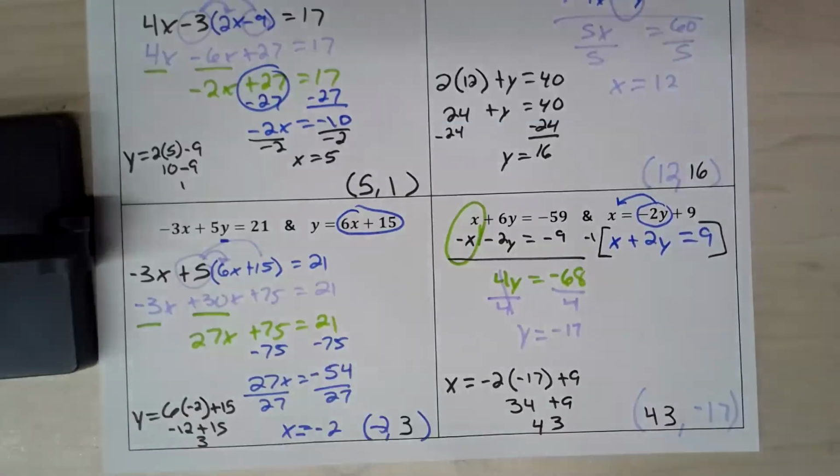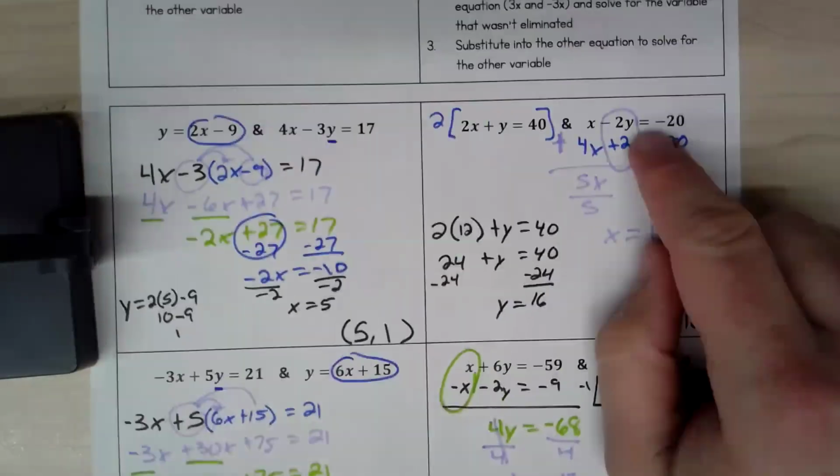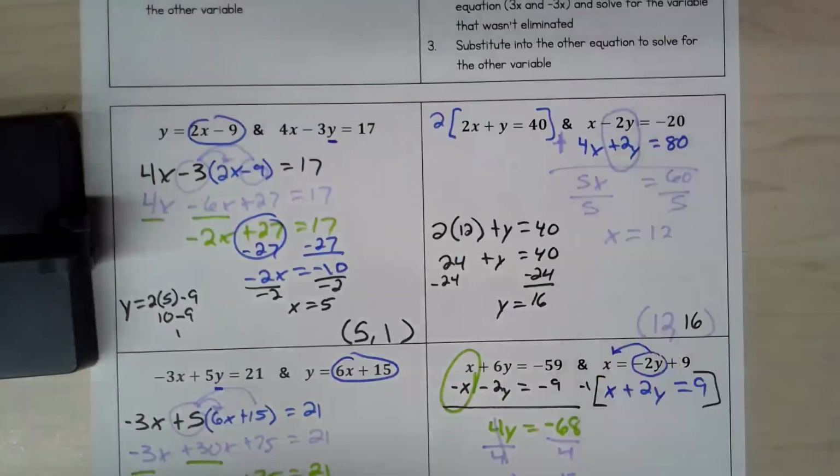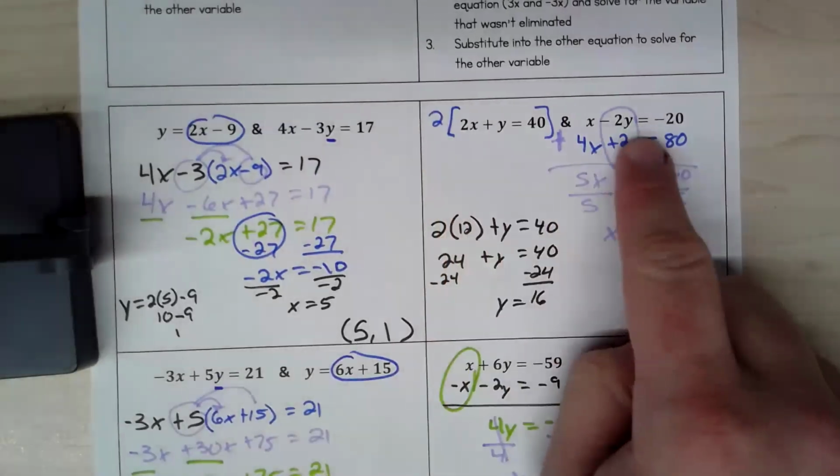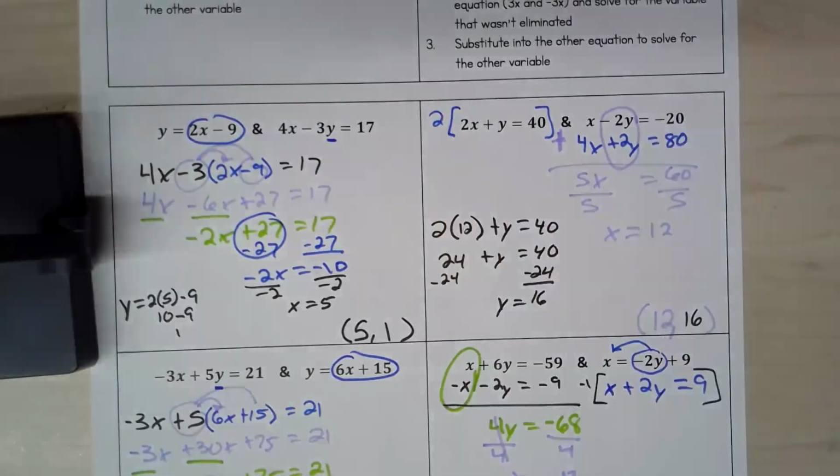All right, guys. So to eliminate, I got to have the same values but opposite signs. So I got to multiply at least one of my equations by a number. Then I get the opposite and they eliminate. Good luck, guys.